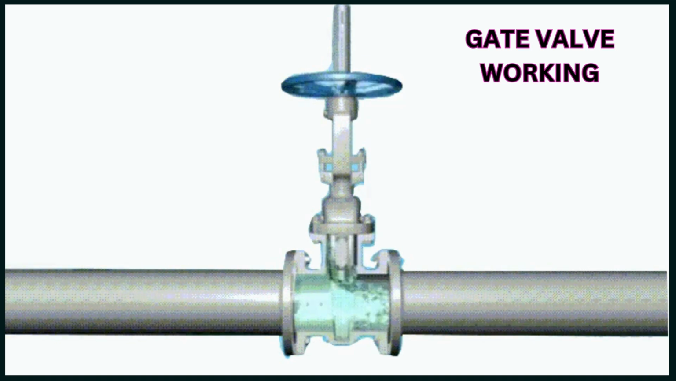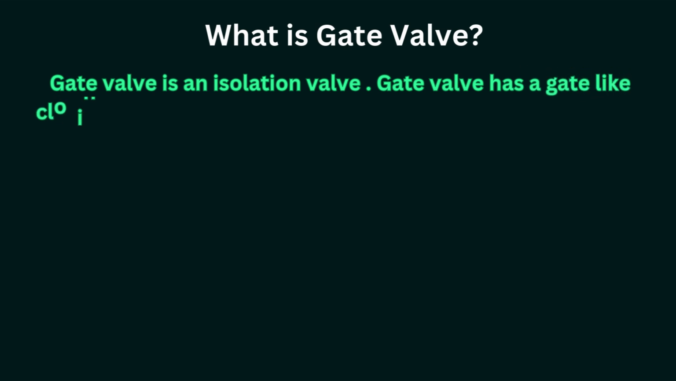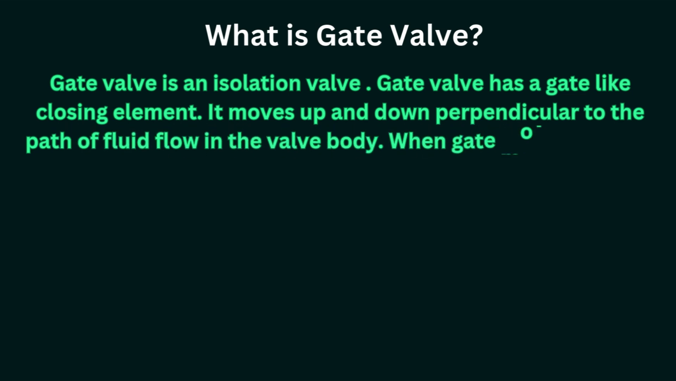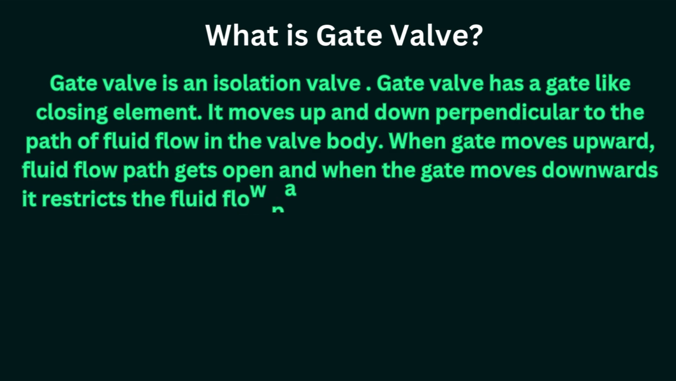Let us understand what gate wall is. Gate wall is an isolation wall. Gate wall has a gate-like closing element. It moves up and down perpendicular to the path of fluid flow in the wall body. When the gate moves upwards, the fluid flow path gets open, and when the gate moves downward, it restricts the fluid flow path and the wall gets closed.